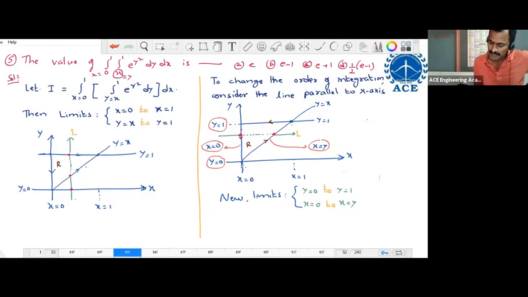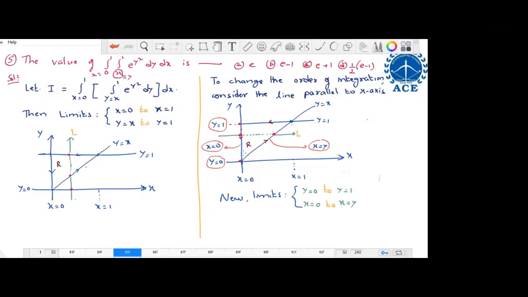Similarly, here, for each y from 0 to 1, x is changing. All lengths are not the same. This length is not the same as this length. In the first diagram we took y equals x, and in the second diagram we took x equals y. That is the question: how do you use that?